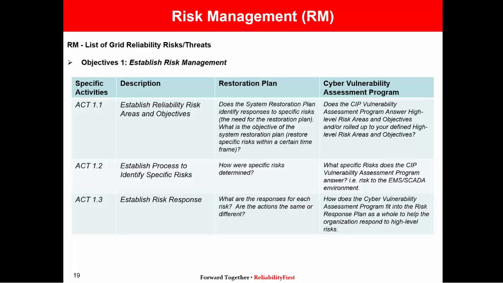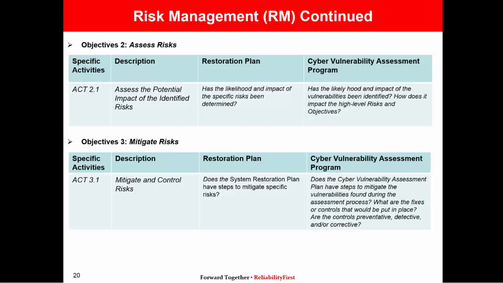Moving on to Objective 2, this is assessing the risk. So this is when we're looking at the specific processes that we're assessing, and more specifically to the Cyber Vulnerability Assessment Program. What would be the likelihood and impact of those vulnerabilities that are identified within the Vulnerability Assessment Program? So we're looking more in the weeds a little bit at the vulnerabilities and risks that are identified and trying to come up with the likelihood and impact of those specific risks.